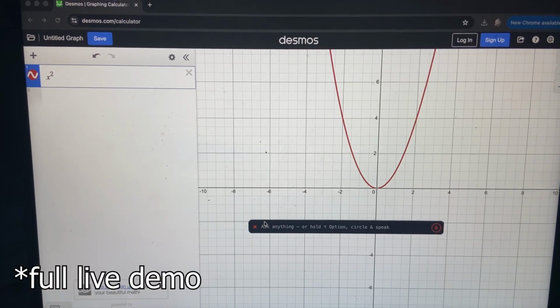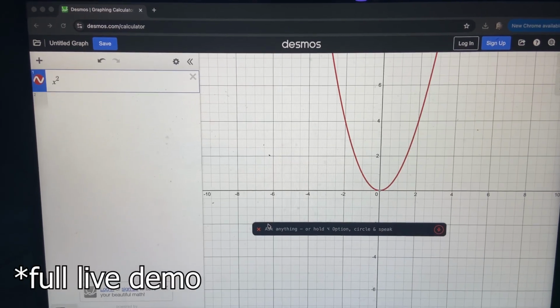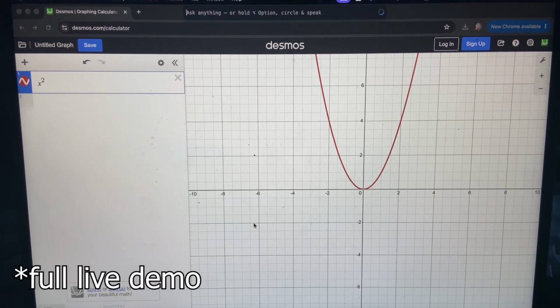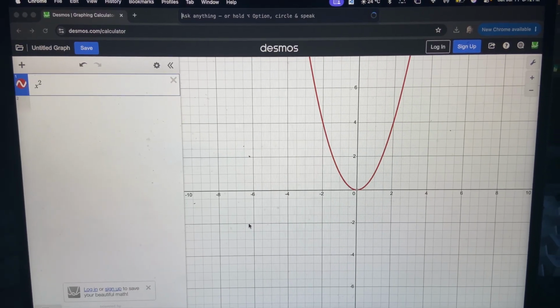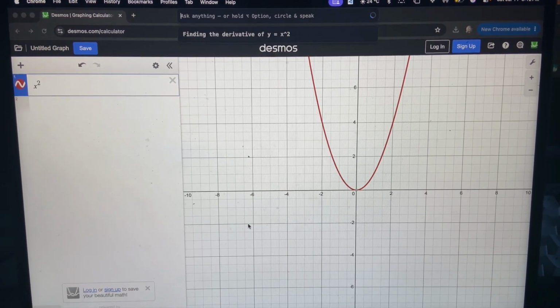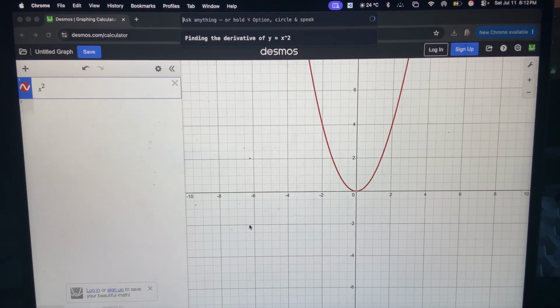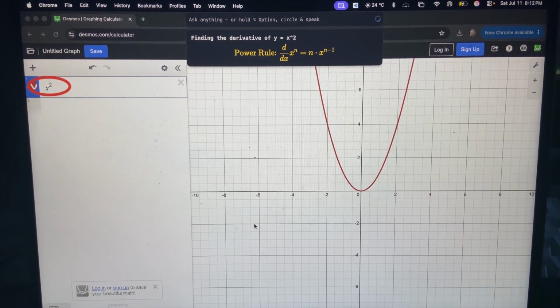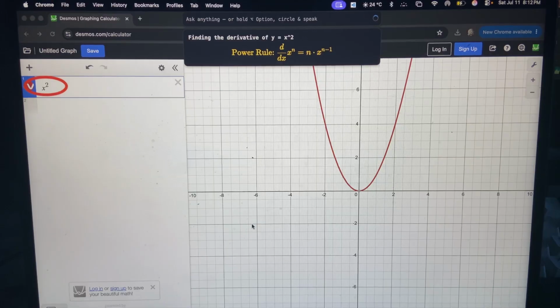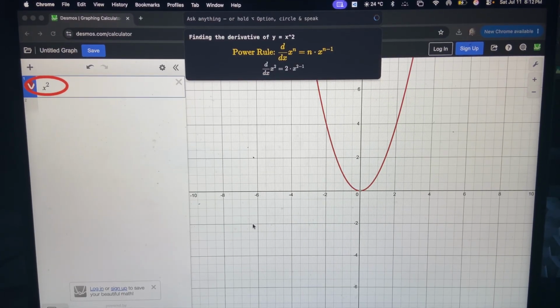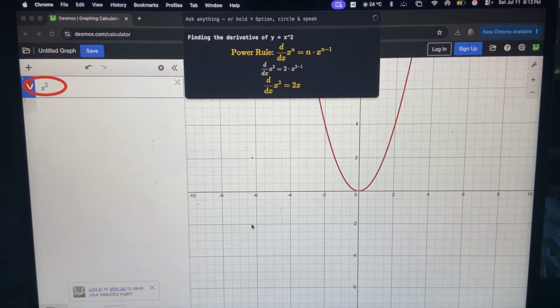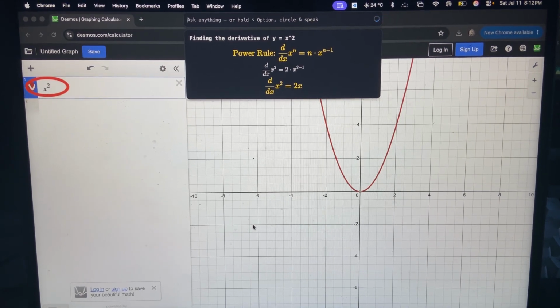Can you explain what a derivative is and how to find the derivative of this function? The function on screen is x squared. Let's find its derivative. This is x squared. We use the power rule to find its derivative. Here n equals 2, so we bring the 2 down front and subtract 1 from the power. That gives us 2x to the power 1, which is just 2x.